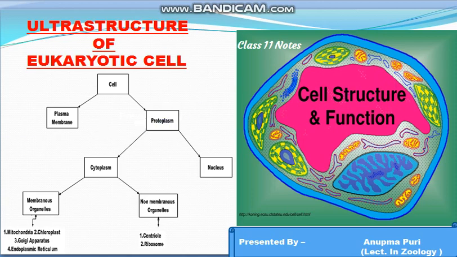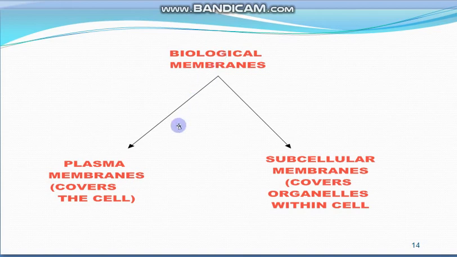So these are the biological membranes, and the plasma membrane is that membrane which covers the whole of the cell. And the membranes which cover the organelles within the cell are known as the subcellular membranes. So there are two types of biological membranes. One is the plasma membrane which covers the cell, and the subcellular membranes cover the organelles within the cell. So now we will come to the structure of the plasma membrane.